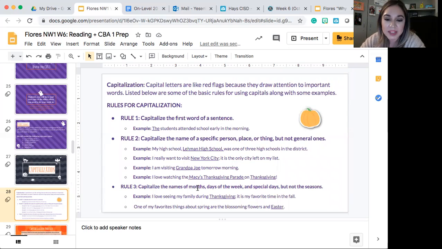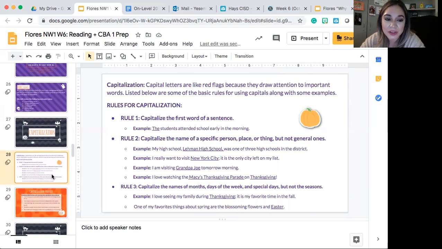Capitalize the names of months, days of the week, and special days, but not the seasons. So: I love seeing my family during Thanksgiving. It is my favorite time in the fall. You would not capitalize fall, but you would capitalize Thanksgiving. One of my favorite things about spring are the blossoming flowers, and Easter. You would not capitalize spring, but you would capitalize Easter.